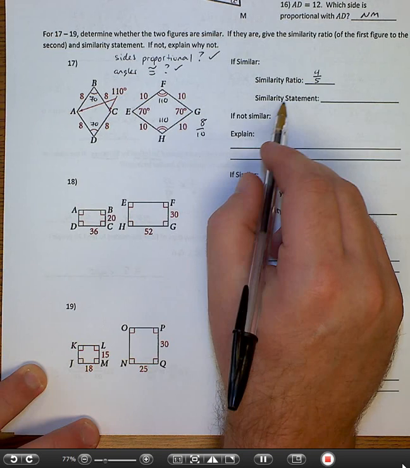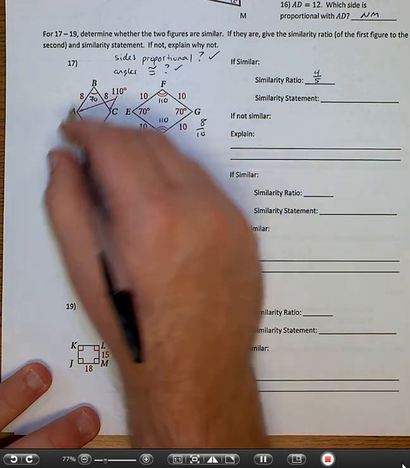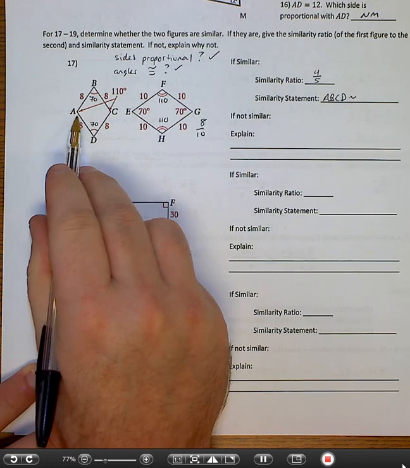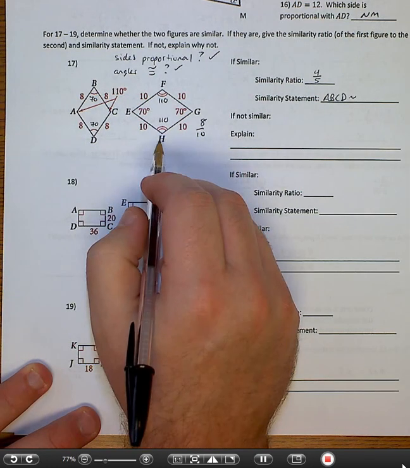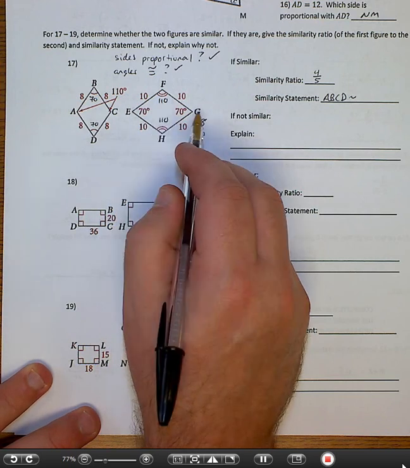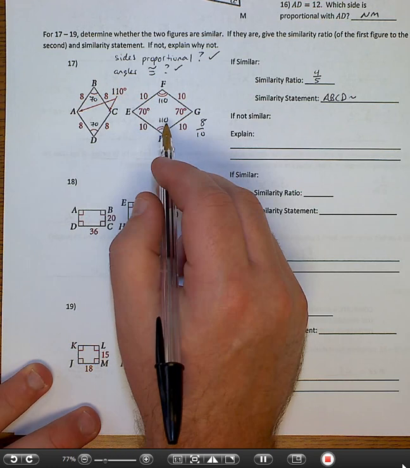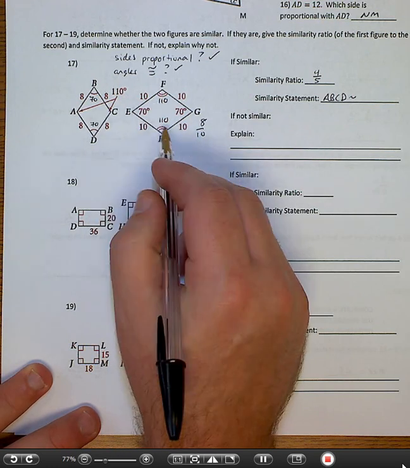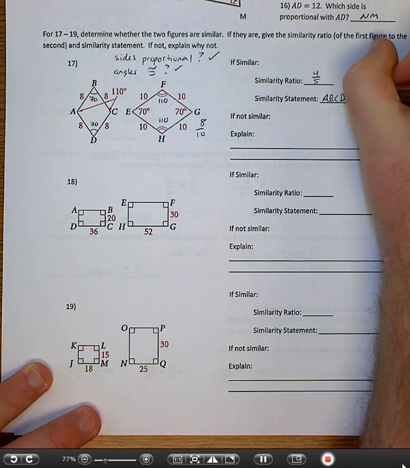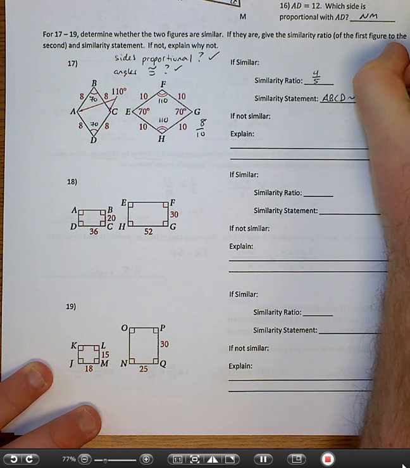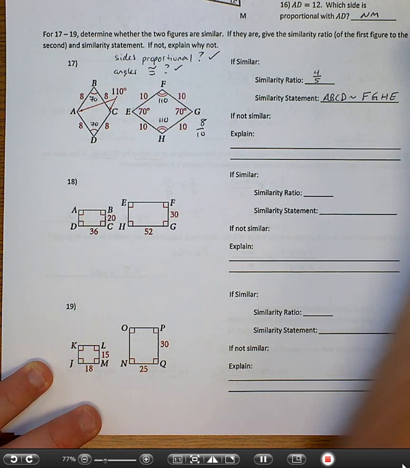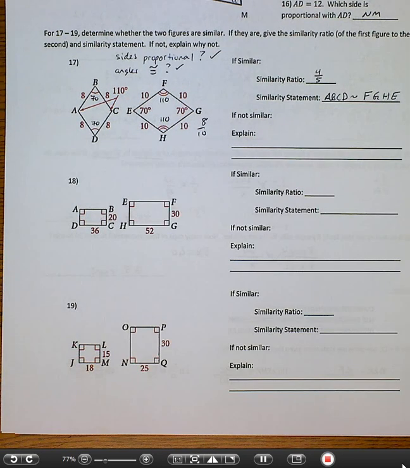The statement, you have a couple options here. I'm just going to say A, B, C, D. It's similar to, well, A is 110. It's got to match up with either one of the 110s. It really doesn't matter. Okay, so I'm going to say F, G, H, E. I could say H, G, F, E. I could say H, E. But if I say A first, I have to start with either F or H. So it doesn't really matter in this case. Sometimes it will matter, but this one it does not matter because they're symmetrical.